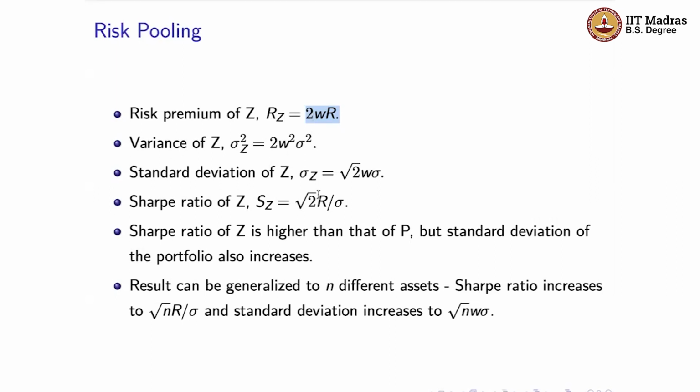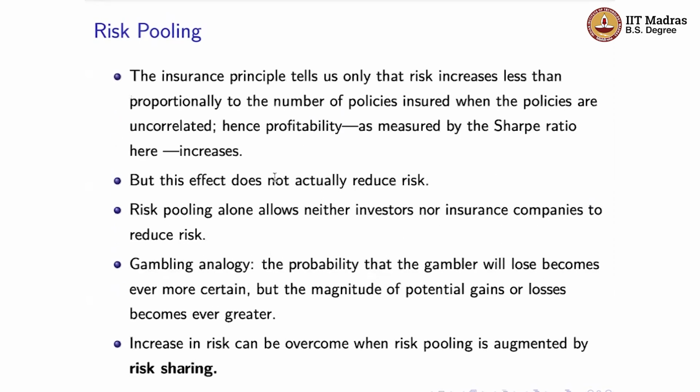And as a result of that, what you have is that profitability, where again we are thinking of profitability as captured by the Sharpe ratio, increases, right? But it is not true that this on its own actually reduces the risk, right? So risk as measured by standard deviation, for instance, is going up, right? So risk pooling on its own is not enough for either investors or insurance companies to reduce risk.